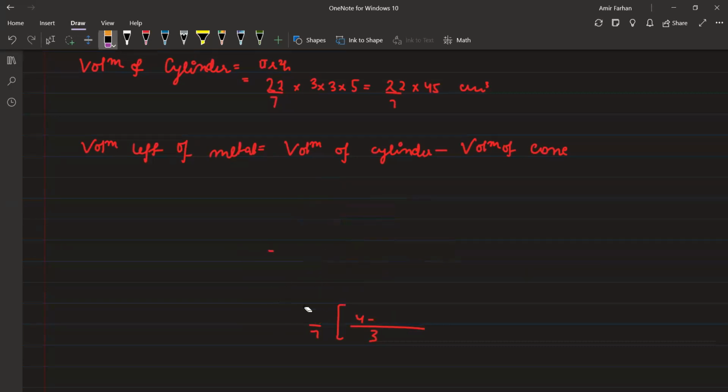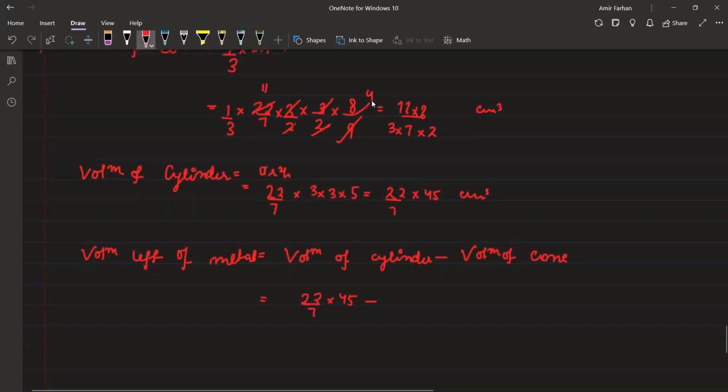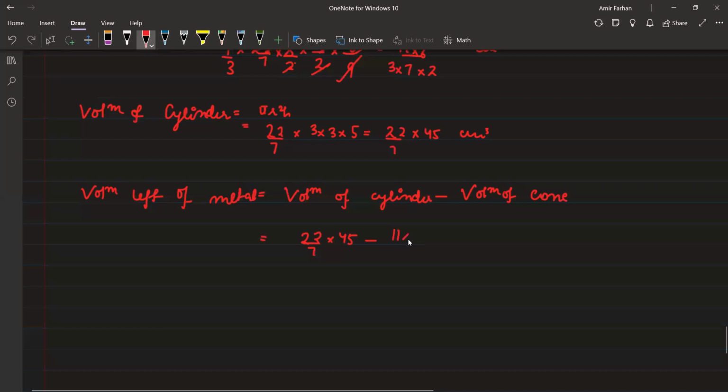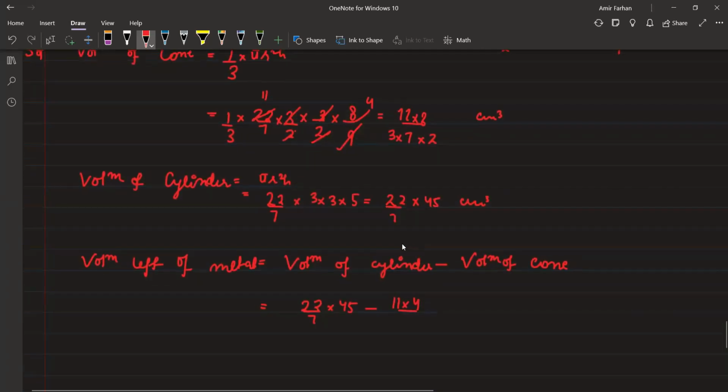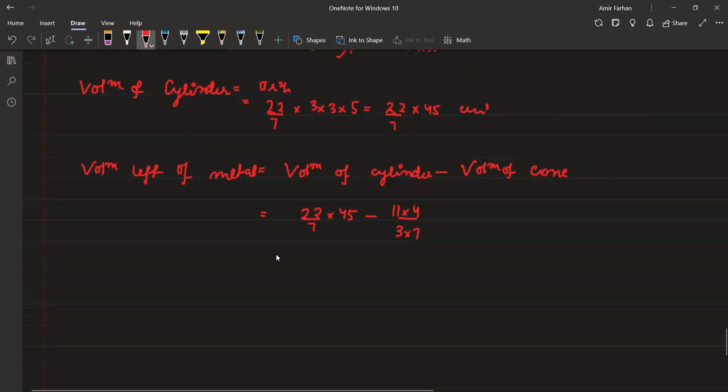I've just taken the volume of the cylinder first. So 22 by 7 into 45 minus, cancel this 4 times. So 11 into 4 by 3 into 7. Now take the common 11 by 7. Taking out the common, what is left is 2 into 45 minus 4 by 3.